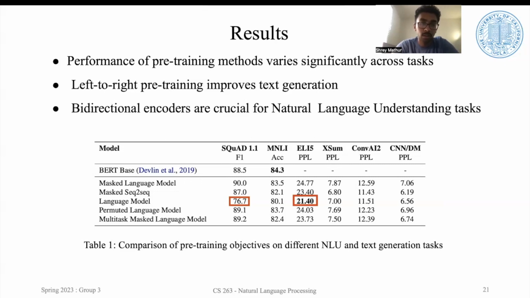And this is also logical because unidirectional left-to-right models are able to access the previous context, which is very important if we want to generate text in a natural and coherent manner. Similarly, we can see that bidirectional encoders are crucial for natural language understanding tasks such as SQuAD and MNLI. And this is also logical because if a token has access to the past and the future context, then the model will be able to better understand the text as a whole. Now we will have a look at how BART performs on all these tasks.